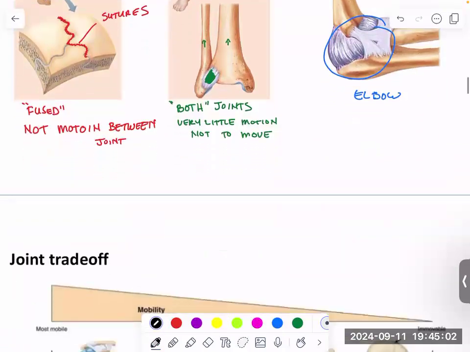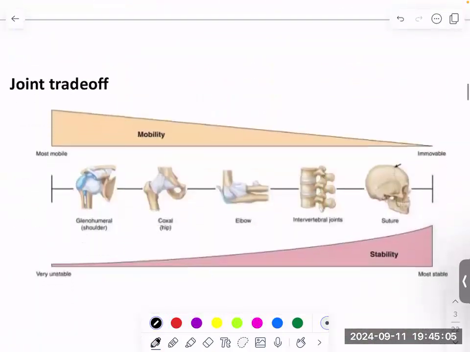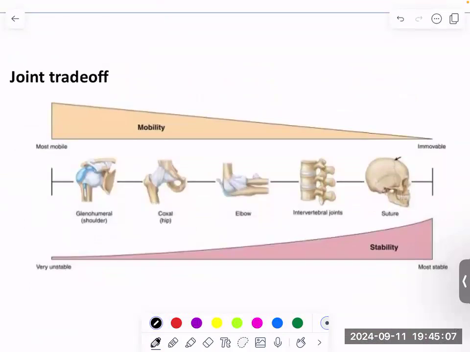There is a classic trade-off. If your joints, like the sutures here, do not move, that means they have very little mobility. They are very stable. Makes sense. You're keeping those bones fused. That joint is stable.